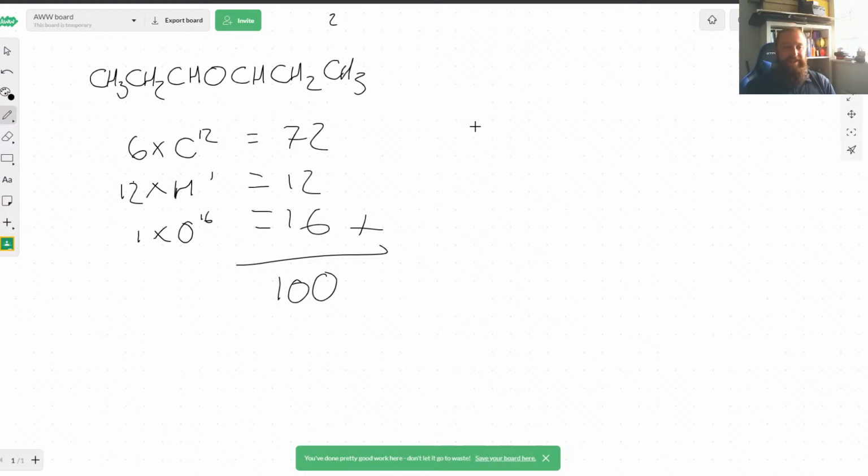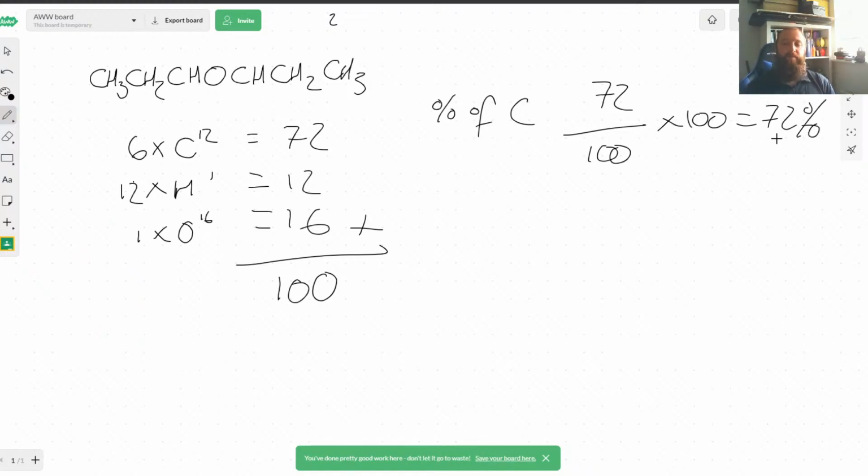Nice and simple then. So we could take any of these. If we wanted to work out the percentage of carbon, that would just be 72 divided by 100, multiplied by 100 obviously. Okay, and that would give us our answer.